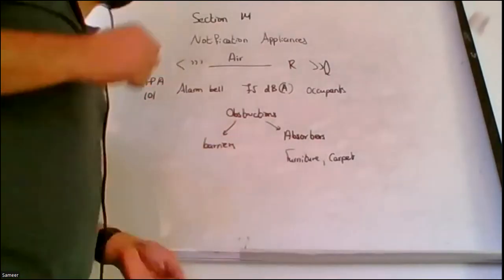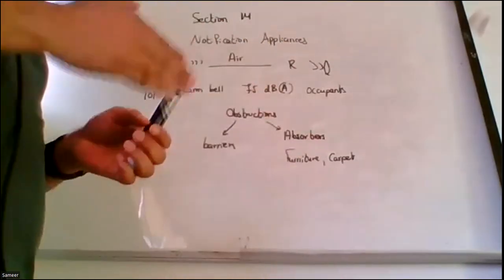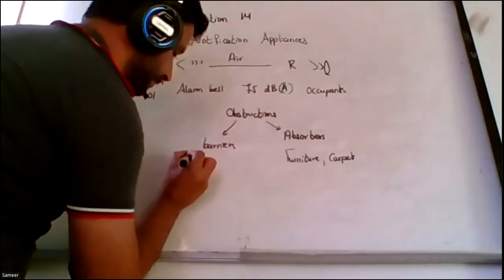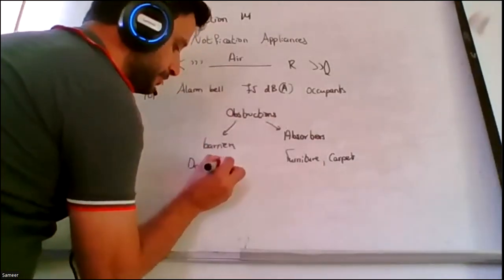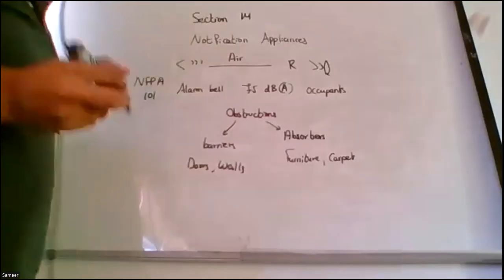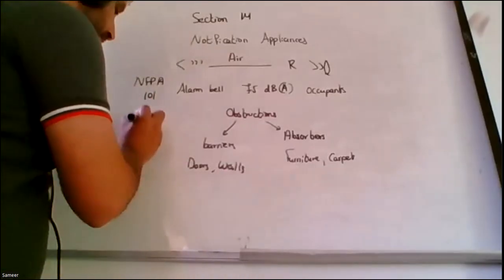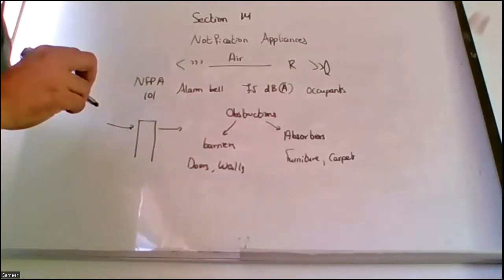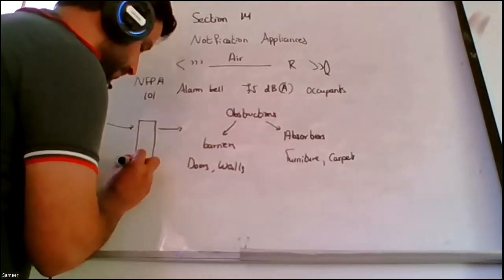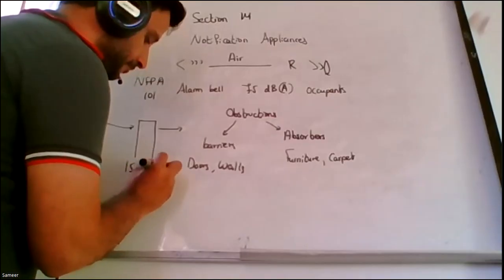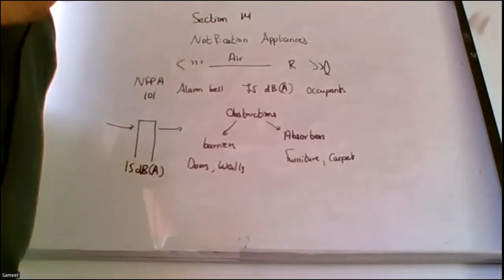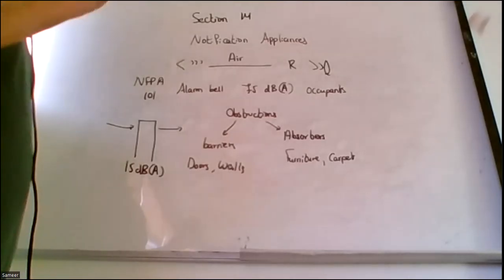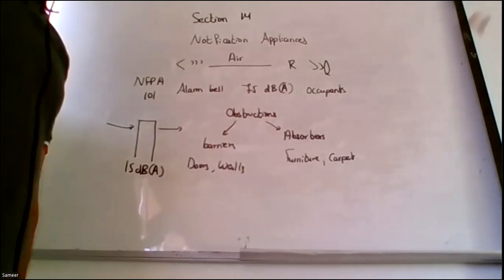Barriers means clear obstructions between the source and the receiver. It could be doors or walls. So whenever a door or wall comes in between, usually we say a 15 dBA loss is there. The door-to-wall loss ratio of noise is 15 dBA whenever it passes through a door or wall.